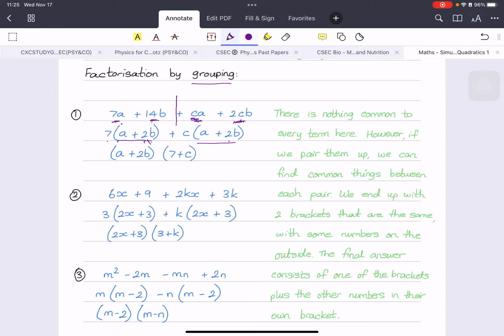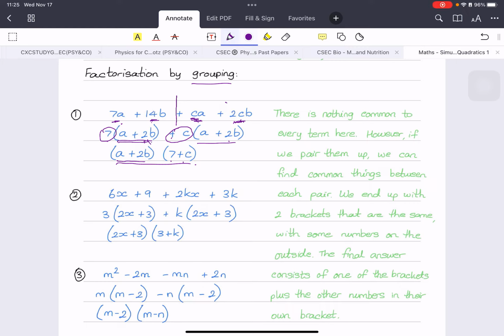So the final answer, we use one of the brackets here, a plus 2b, we write it back into our final answer, but we have a second bracket, and where does the second bracket come from? We combine this number and we combine this number, including the sign, okay? So the second bracket will involve the 7 and the plus c, and this is the factorized form of this big thing here, okay? Now an easy way to check that back over, we can simply multiply the two brackets.